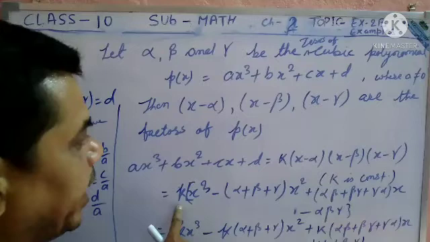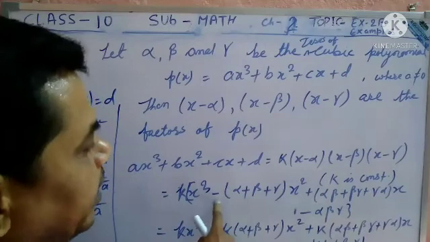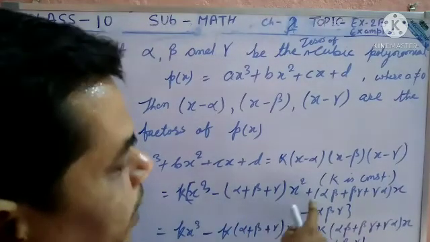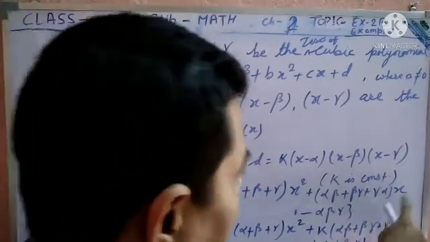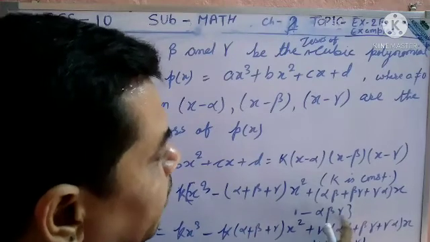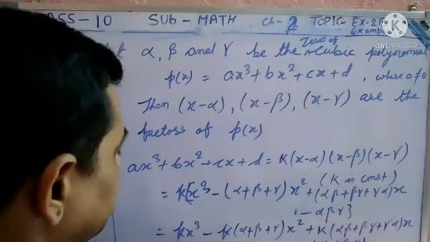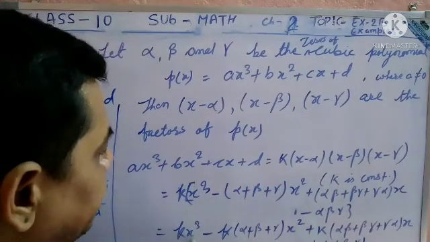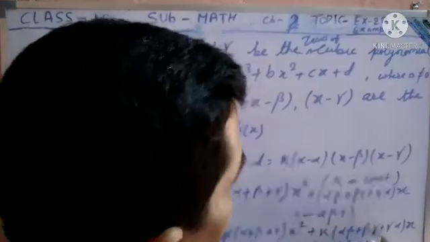That equals k times the product, which on expanding is x cube minus alpha plus beta plus gamma into x square plus alpha beta plus beta gamma plus gamma alpha into x minus alpha beta gamma. K is a constant. Now multiplying by k, we get kx cube minus k times alpha plus beta plus gamma into x square plus k times alpha beta plus beta gamma plus gamma alpha into x minus k alpha beta gamma.